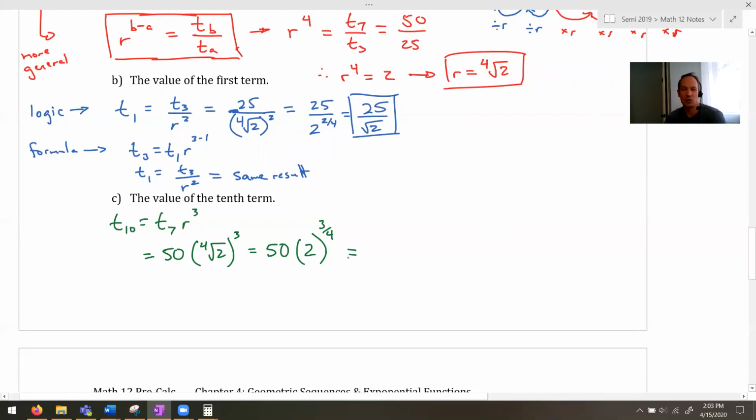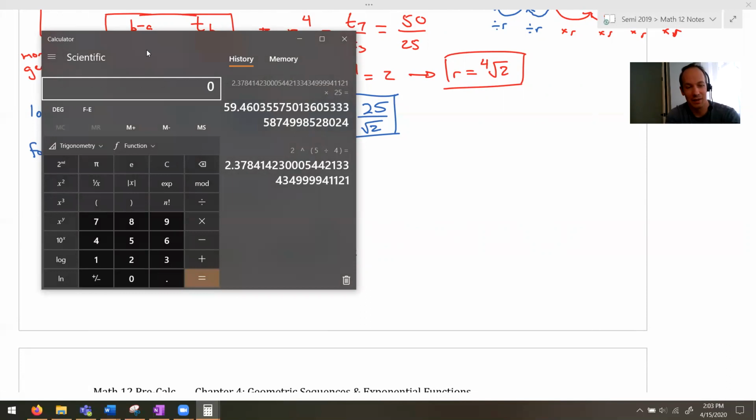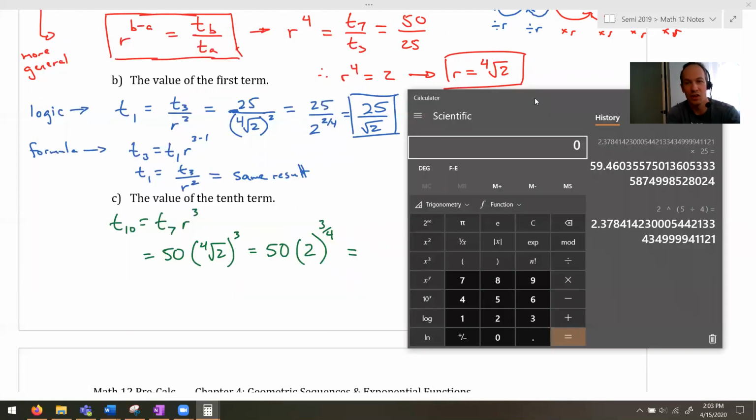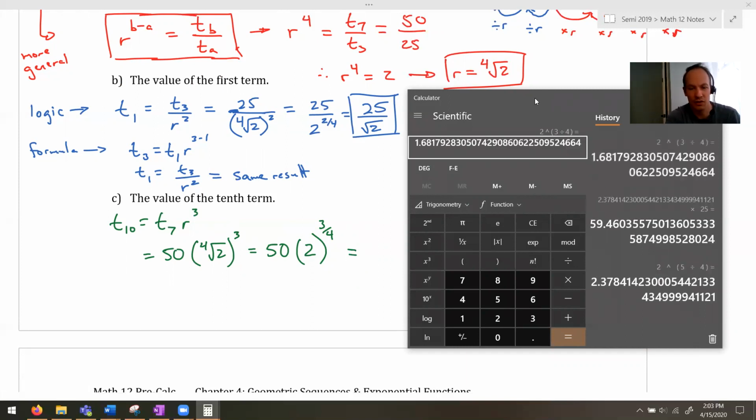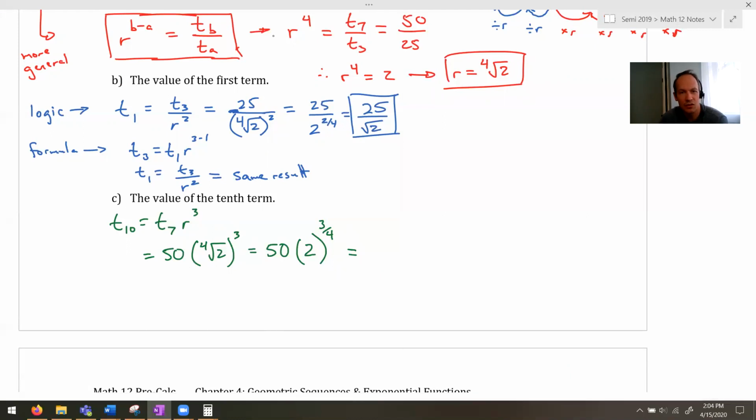So if I want to actually work this out to have a number, just to double check my work, I'm going to go over to my calculator. I have a few instances open. Because this is the terrible Windows calculator, I'm actually going to write it as 2 to the power of 3 divided by 4 in brackets, push equals, and then I'm going to multiply that by 50, and that tells me about 84.09 or something like that, right? So this would be about 84.09. You can just replace that with a squiggly equal sign because it's not perfect.